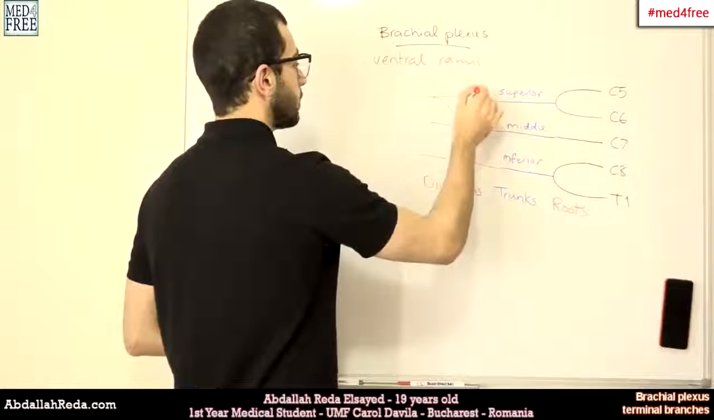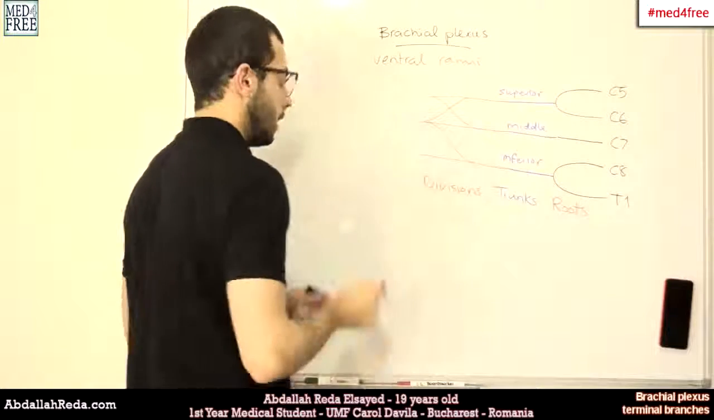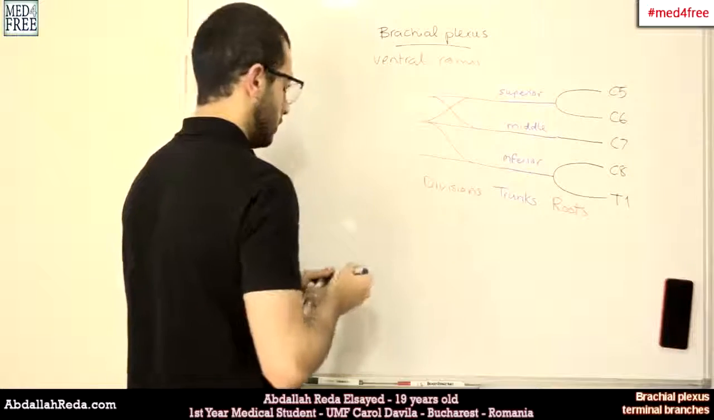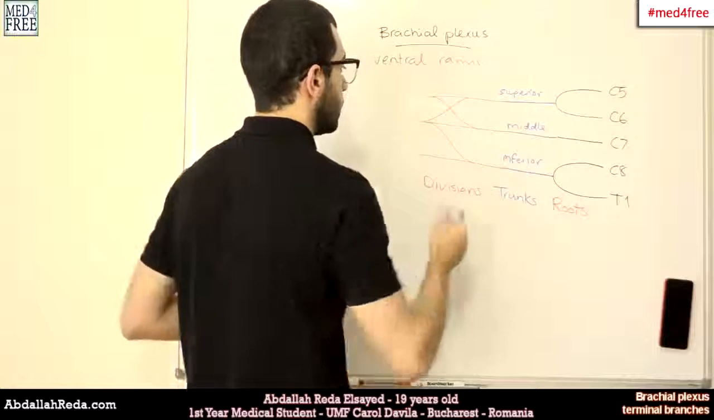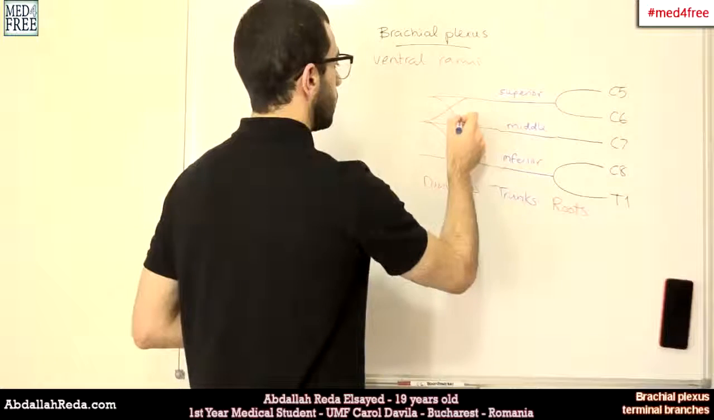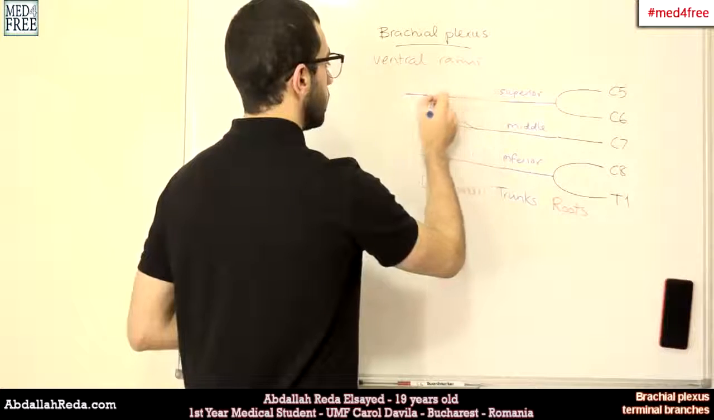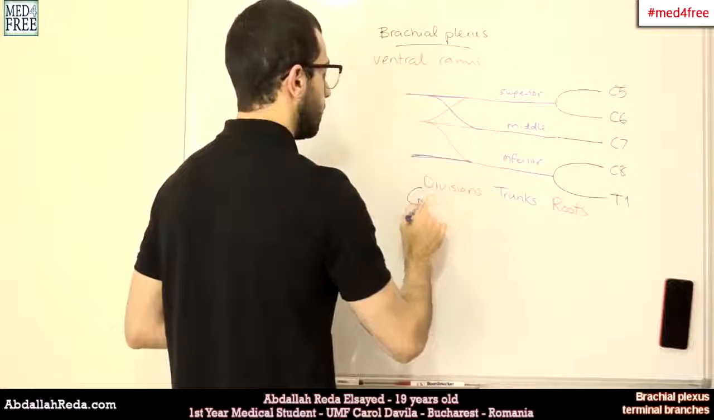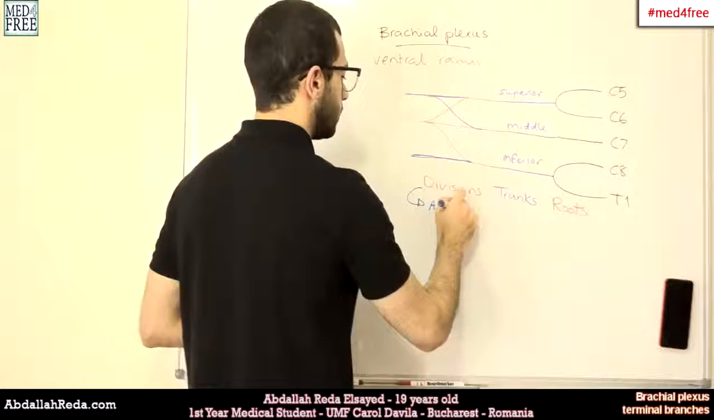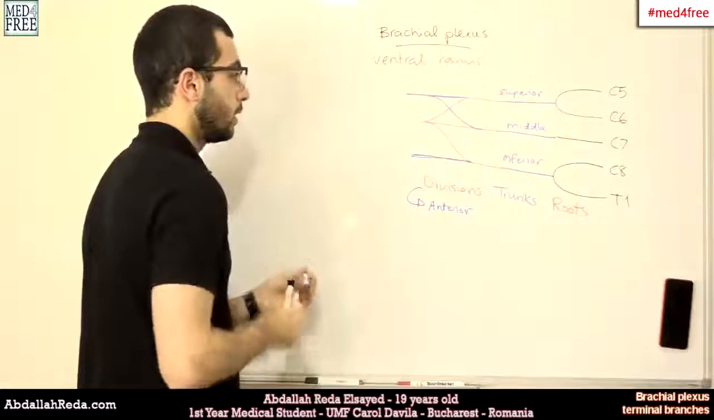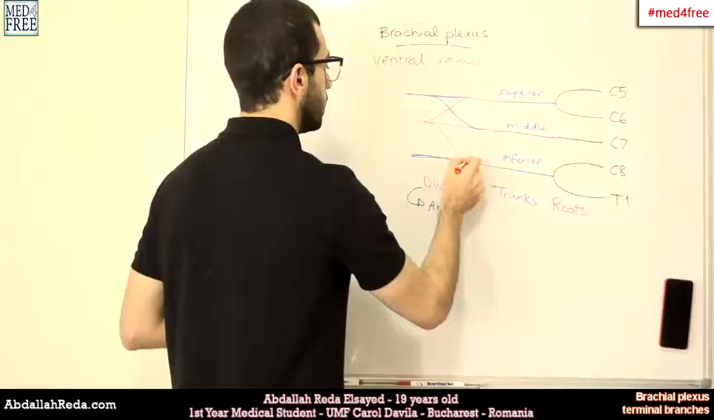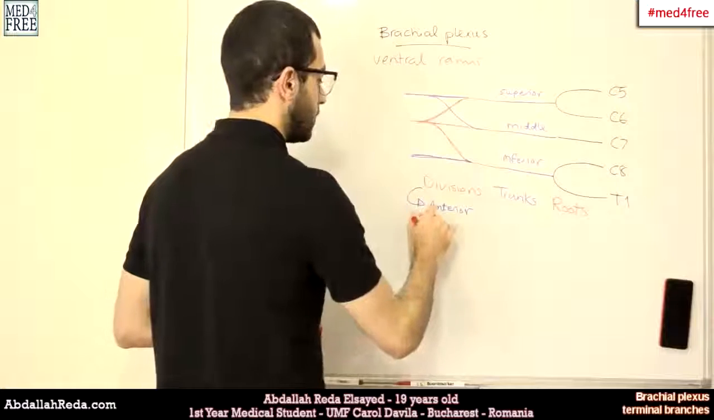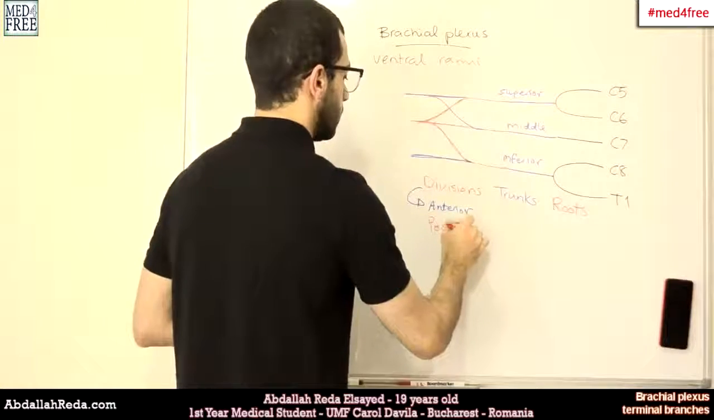So we will have something that looks like this, and this part here, and this one will give us the anterior division, and the part left in red, this will give us the posterior division.